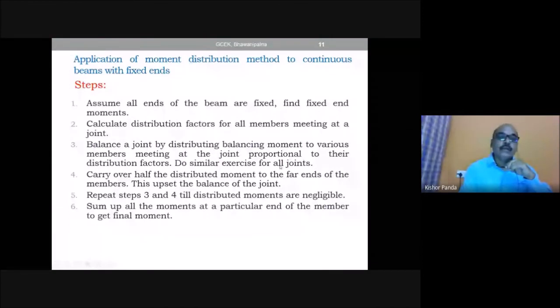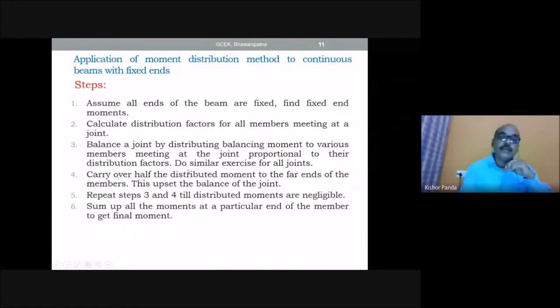Then what you have to do? Then carry over half the distributed moment to the far ends of the members. So you have to carry half of the moment to the other end of the members. This is called the carryover.